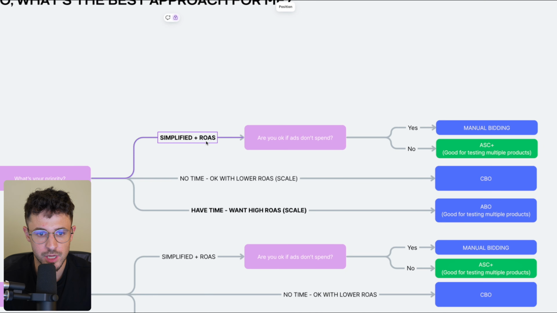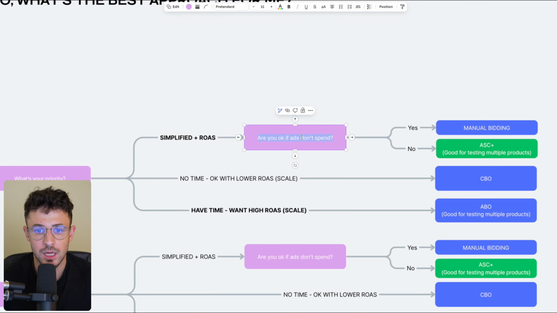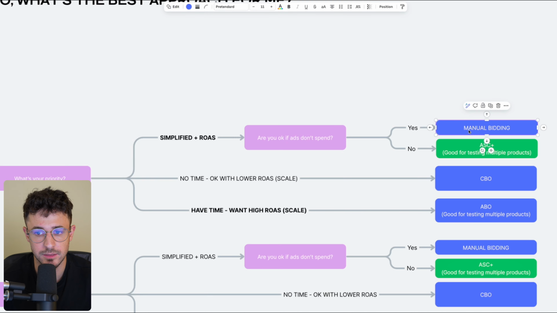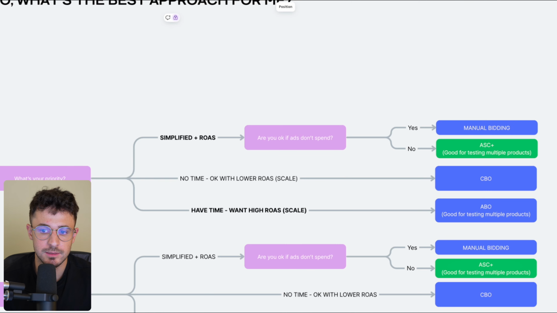If you want a simplified approach, you want high return on ad spend, you need to understand first if you're okay if ads don't spend, because some brands don't want to have zero revenue, they don't want to spend money on ads, so they will never go for a manual bidding approach maybe. So if you're okay with the ads not spending money, then go for a manual bidding testing starter. If you want not to spend money, you just go for Advantage Shopping Plus. Which is good also if you're testing multiple products, because you do one Advantage Shopping Plus per product. Of course, if you have 50 products, it's gonna be a problem. But if you have 3, 4, 5, 7 products, you can do it.